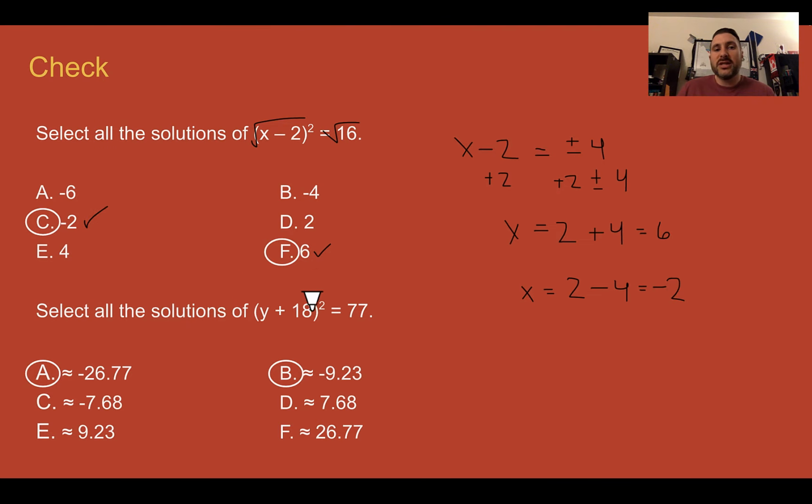For the second one, y plus 18 squared equals 77. Take the square root. The square root of 77 is not a perfect answer, so y plus 18, we'll just leave it as the square root of 77 for now. Subtracting 18, we would end up with negative 18 plus or minus, I should have put that up here, the square root of 77. So when we add the square root of 77, we get negative 9.23, which was B. And when we do negative 18 minus the square root of 77, we get negative 26.77.